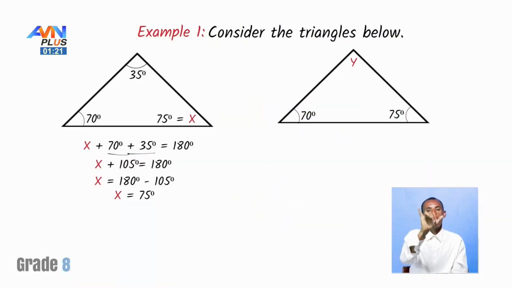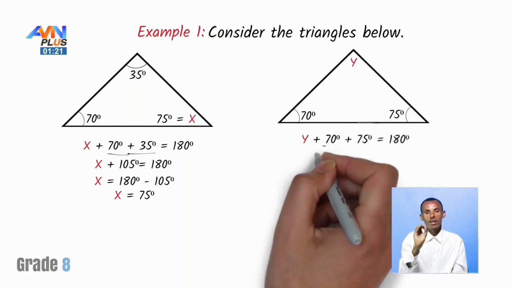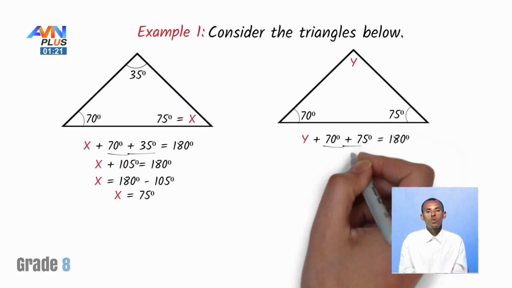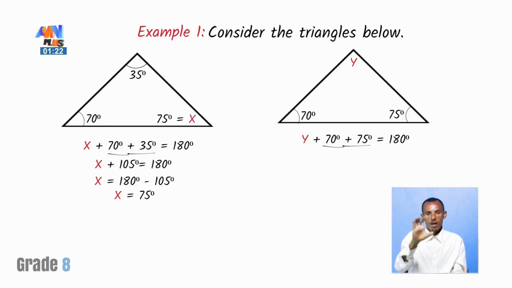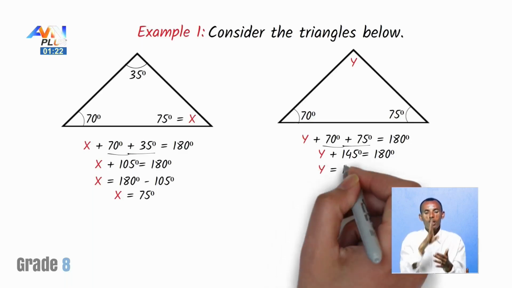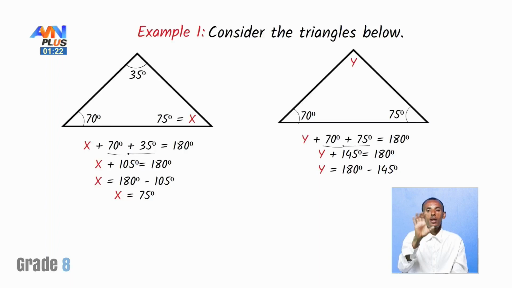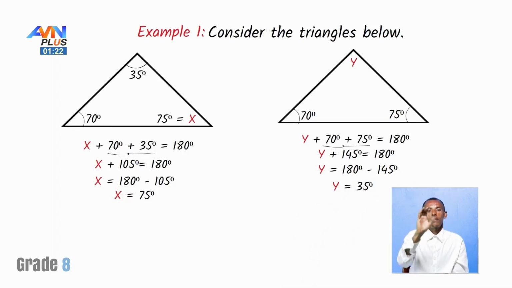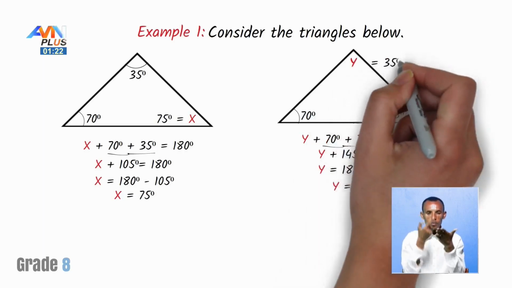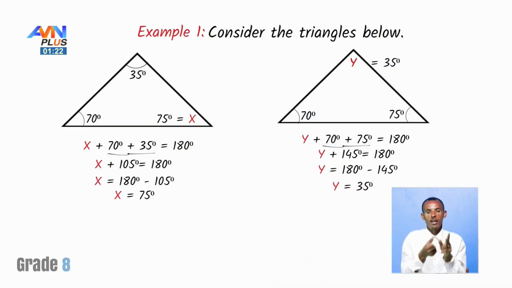y plus 70 degrees plus 75 degrees is 180 degrees, right? So the sum of these two is 145. So 145 is the same as 180 degrees. Now y is equal to 180 degrees minus 145, which is 35 degrees. Okay, here the third angle in the second triangle is 35 degrees.